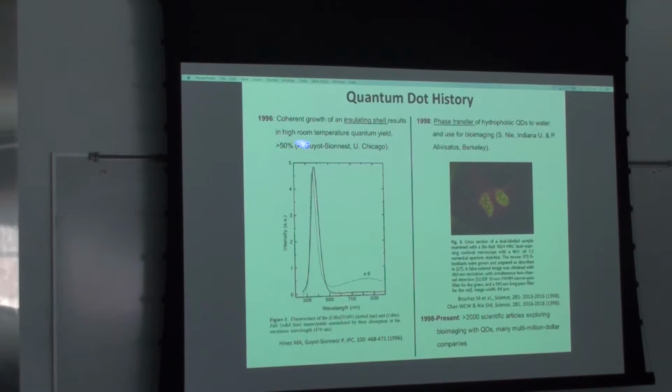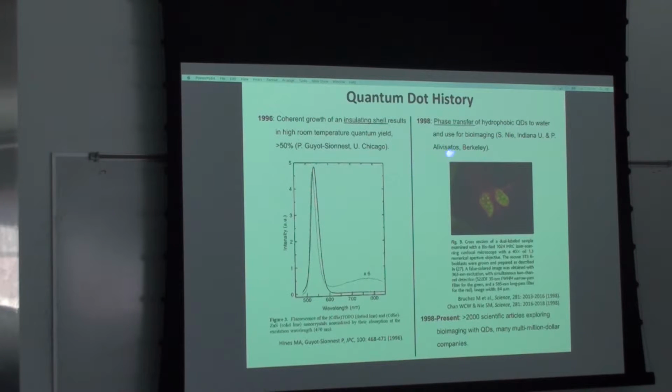And it was reported in '96 by this group at University of Chicago that you can increase the quantum yield from like 1% to over 50% by growing that insulating shell that I talked about, the zinc sulfide shell. That was the key step. That's what really makes them useful for biology. Without that, they're really not that useful. And then in 1998, simultaneously two Science papers came out showing that these could be used for imaging cells. It was in the same issue. One of these was my graduate advisor, Shuming Nie, who was then at Indiana University.